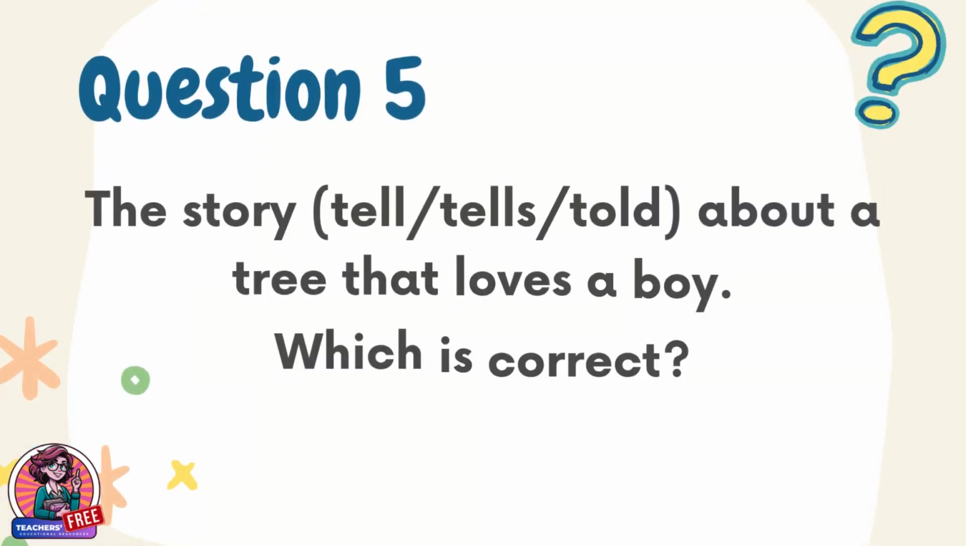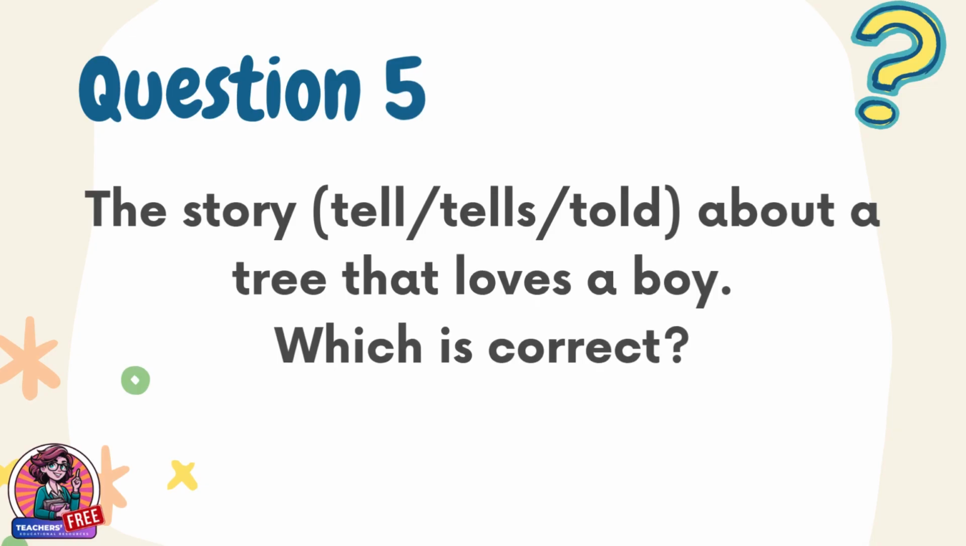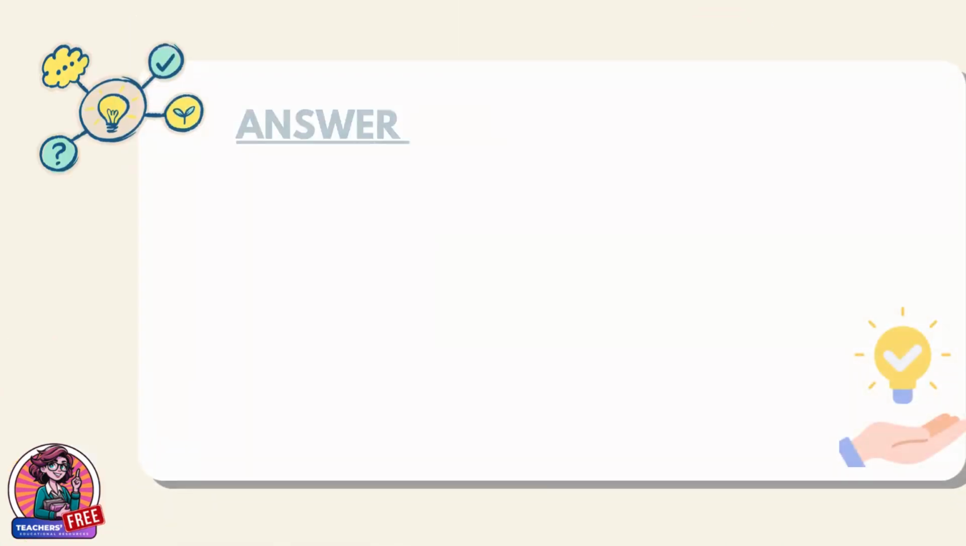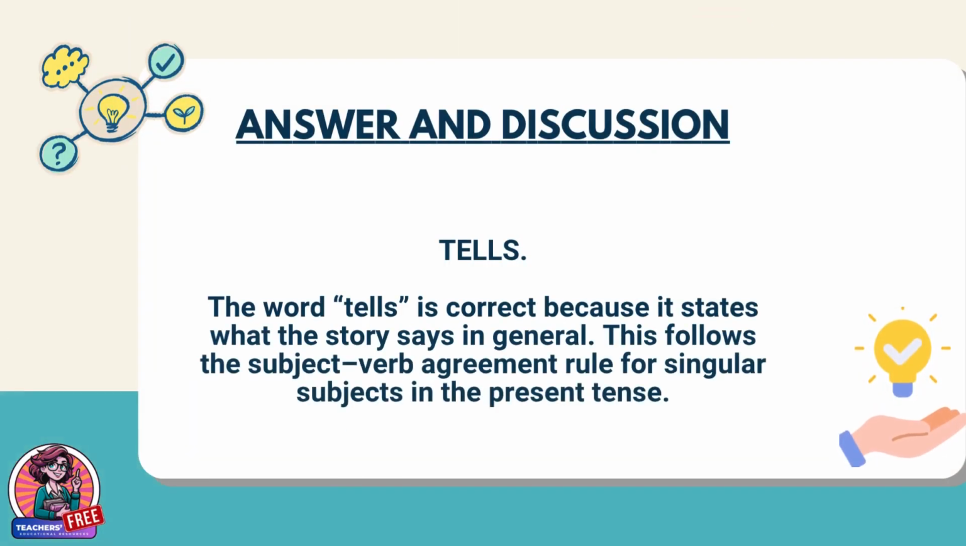Question 5. The story tell, tells, told about a tree that loves a boy. Which is correct? Answer: tells. The word tells is correct because it states what the story says in general. This follows the subject-verb agreement rule for singular subjects in the present tense.